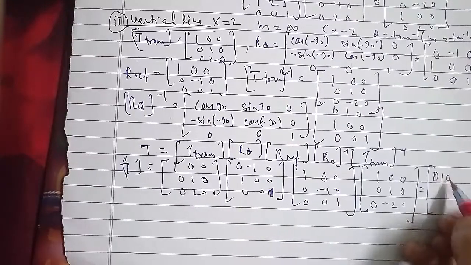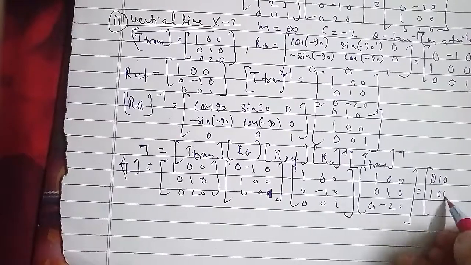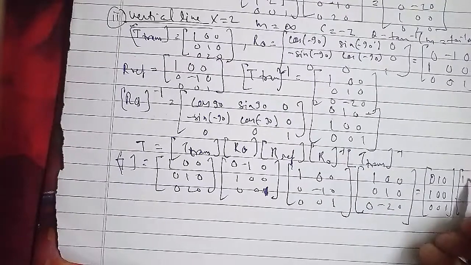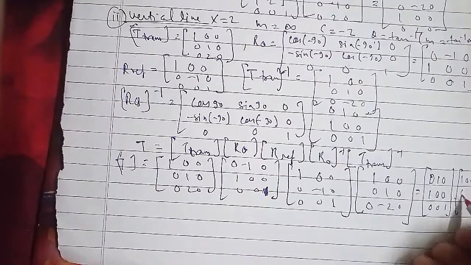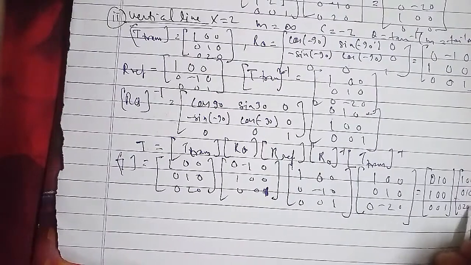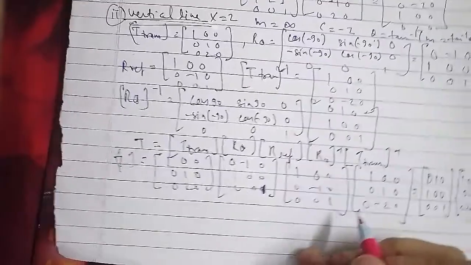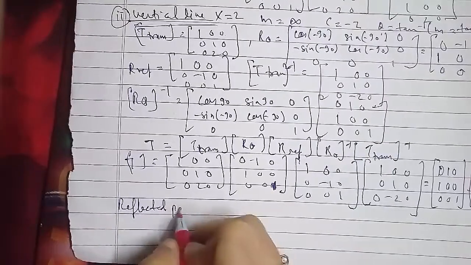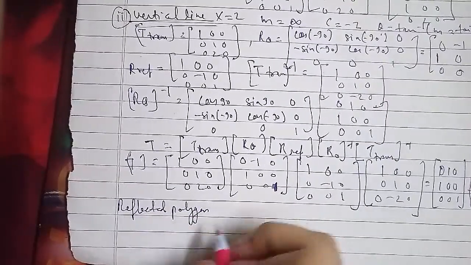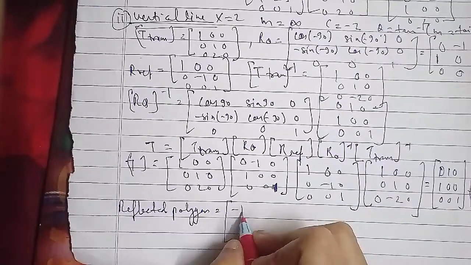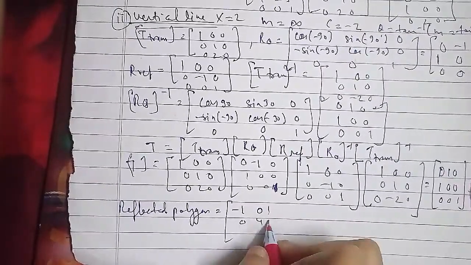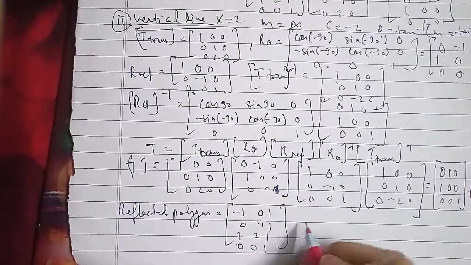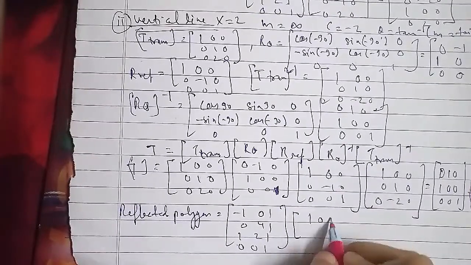So the another one, the reflected polygon, we will find out. In the reflected polygon, that we will find out here, minus 1 0 1 0 4 is 1 1 2 1, and that is 0 0 1. And for that, another matrix that will multiply is your 1 0 0, 0 1 0, and that is your 0 2 0, and we'll be getting minus 1 2 0, 0 6 0, 1 4 0, and that is your 0 2 0 here. So that we will get here in the form of a matrix.